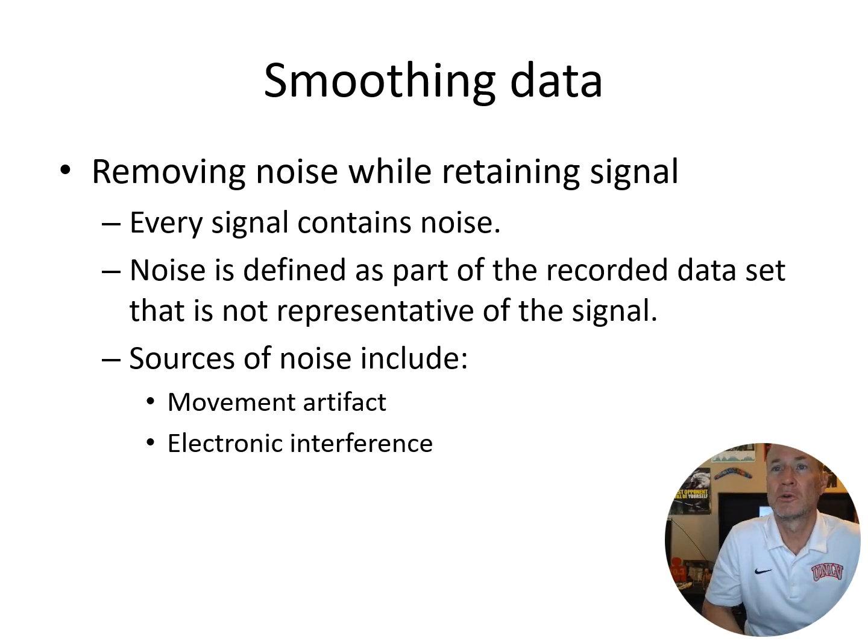In essence, as we start recording data, we'll learn that every signal will have some type of noise. Noise is defined as the part of the recorded data set that is not representative of the signal. So it enters into the signal some way, for example, a movement artifact or electronic interference. A movement artifact would be, if I'm using EMG again as an example and trying to measure muscle activity, and my sensor starts moving, my sensor can actually measure some of that movement as opposed to the electrical signal of the muscle. That's movement noise that enters into the signal that's actually being recorded.